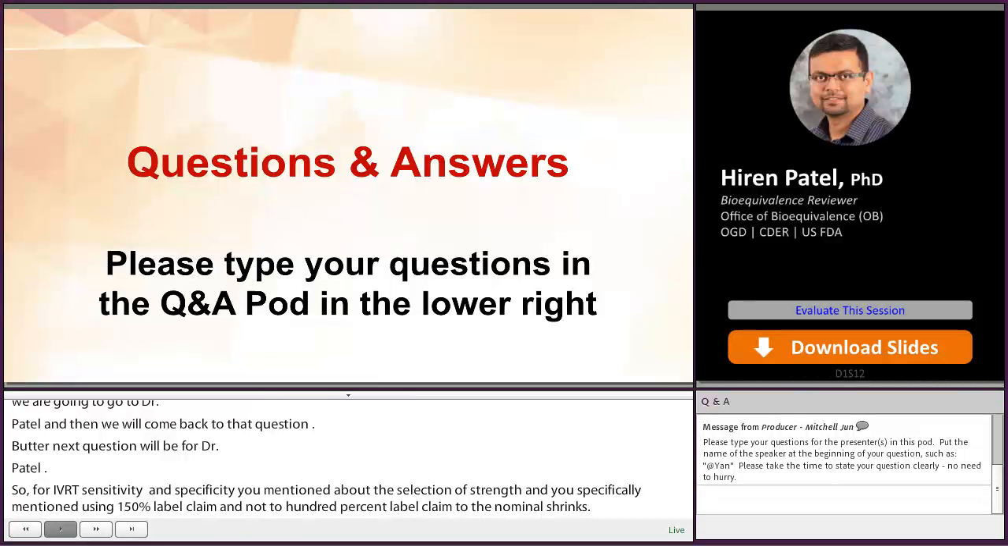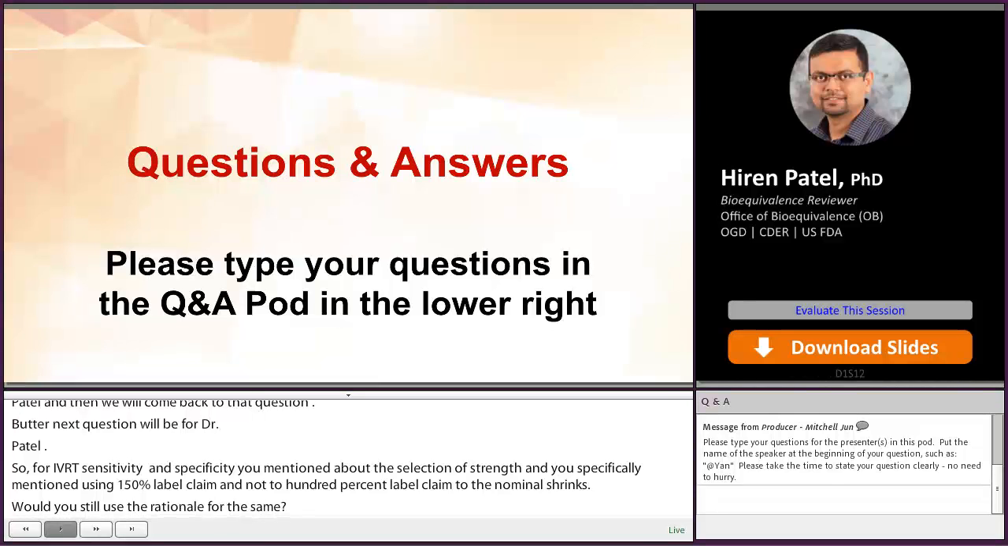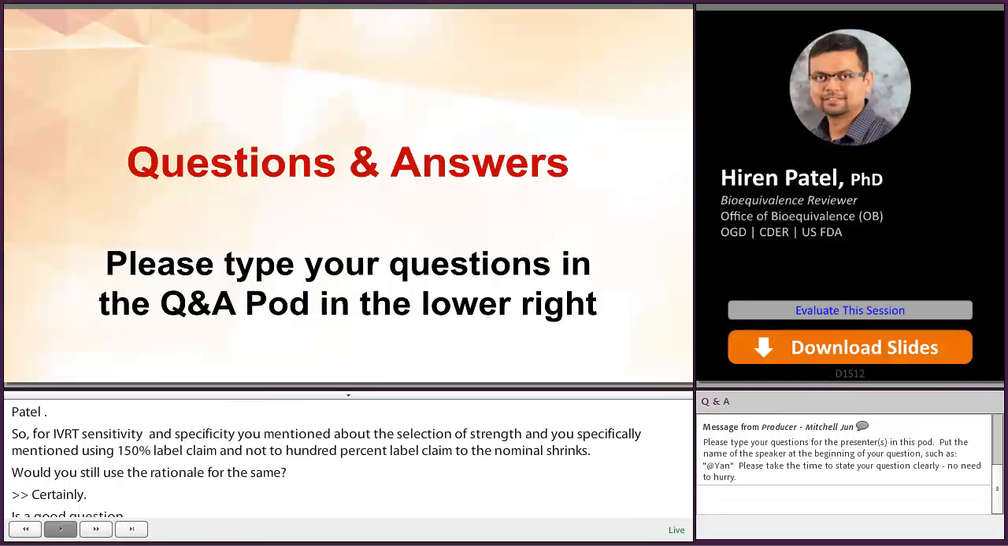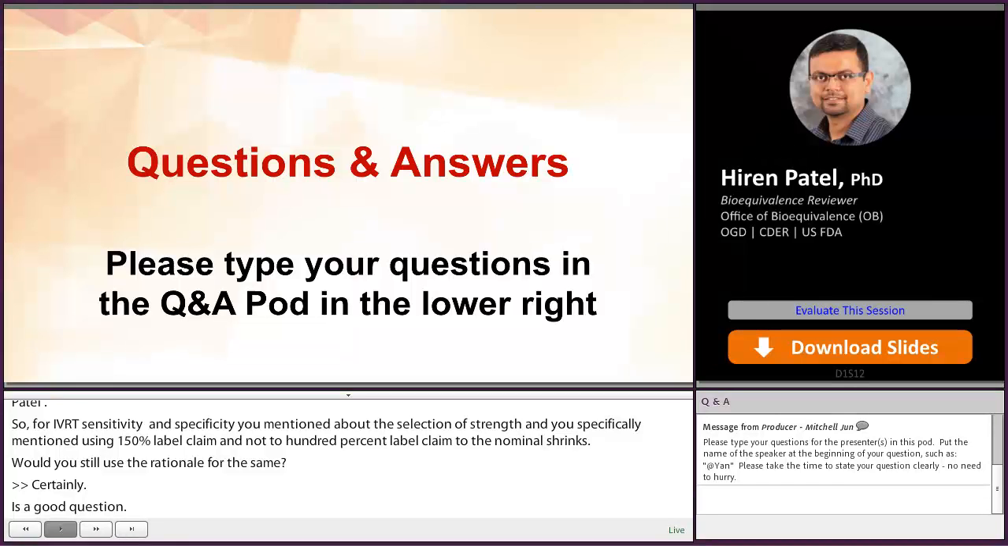Certainly, it is a good question. To conduct IVRT sensitivity, specificity, and selectivity, it requires two similar formulations by altering the concentration of the drug, that is, one with the higher strength and one with the lower strength.